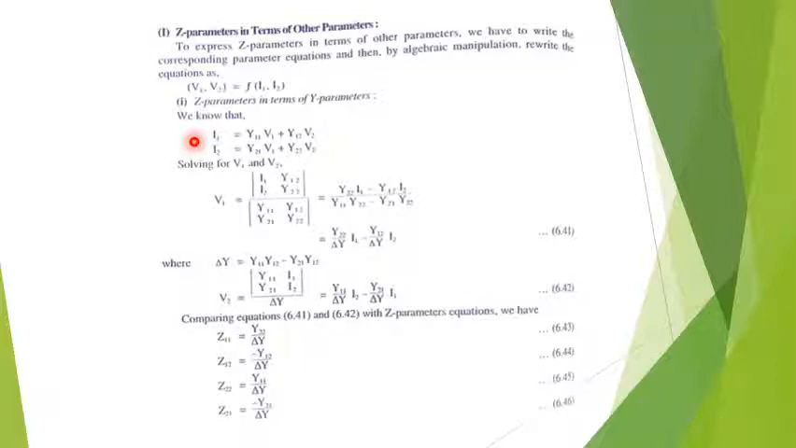It is I1 is equal to Y11 V1 plus Y12 V2, and I2 is equal to Y21 V1 plus Y22 V2. From these two equations, if I want to find out the equation for V1 and V2, I will say V1 is equal to, in the numerator I will have the matrix. In the first column, instead of V1, I will have I1 I2, and the second column I will keep like that only, that is Y12 and Y22, divided by the determinant of the admittance matrix, that is Y11 Y12 Y21 Y22.